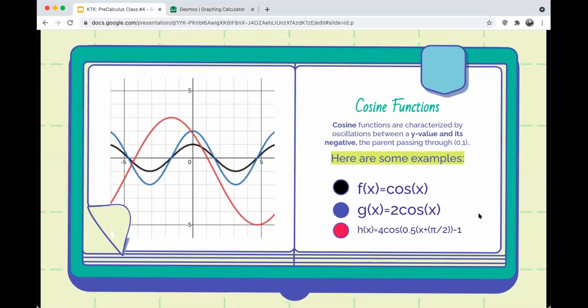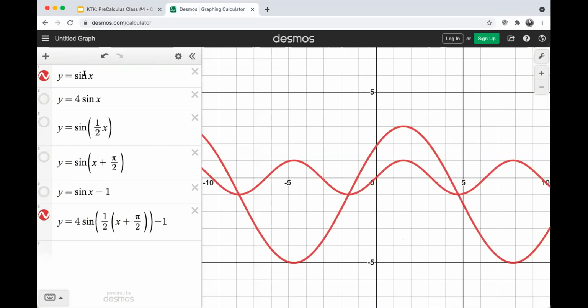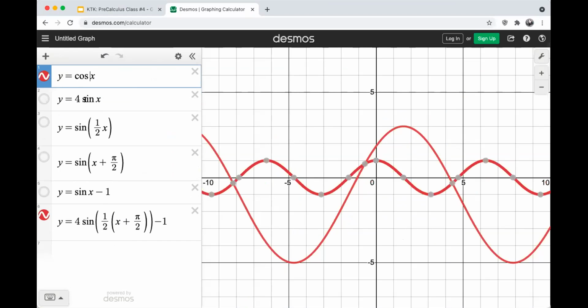All right, let's take a look at the cosine functions now. The cosine functions are structured similarly. They're characterized by oscillations between a y value and its negative again, and the parent passes through 0, 1. We have cosine of x, 2 cos x, and 4 cos of half x plus pi by 2 minus 1. And that's just similar to this, except we've got the cosine.